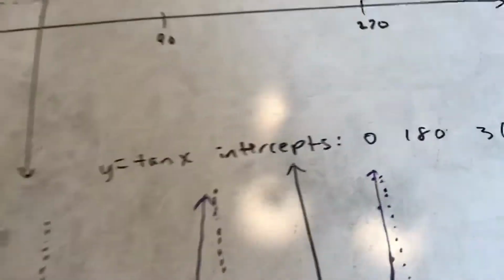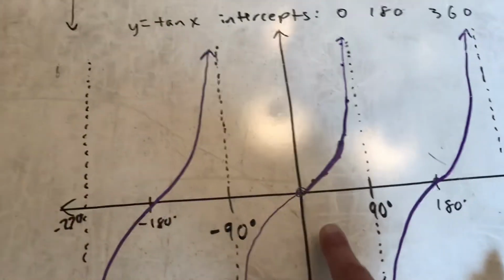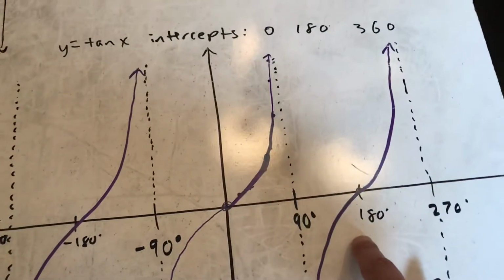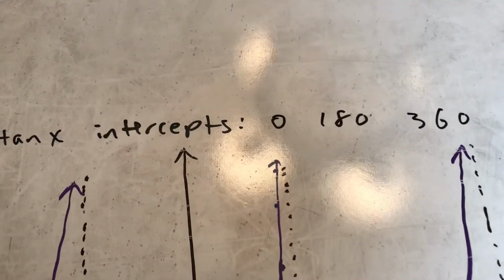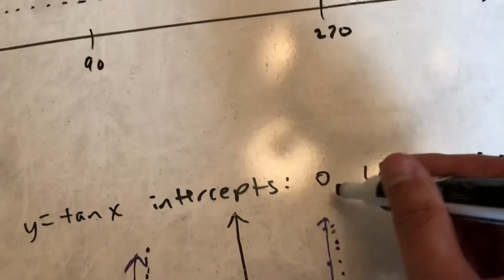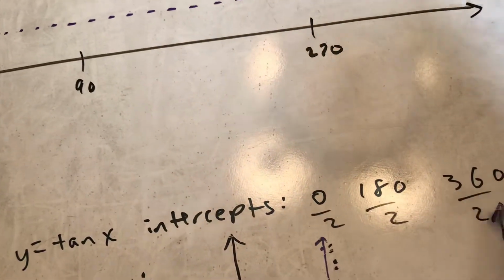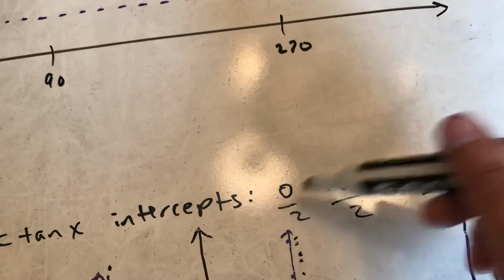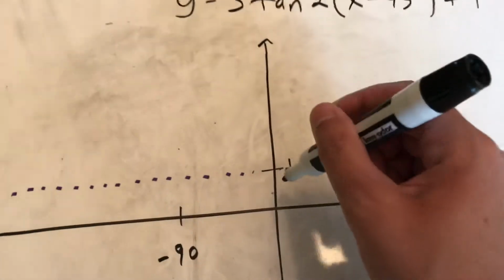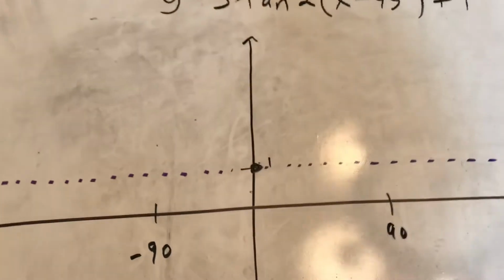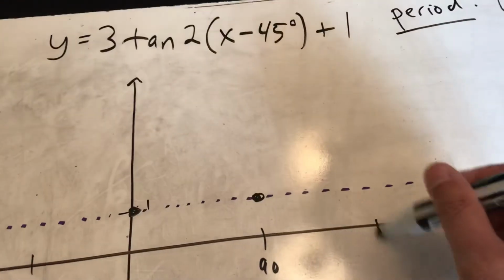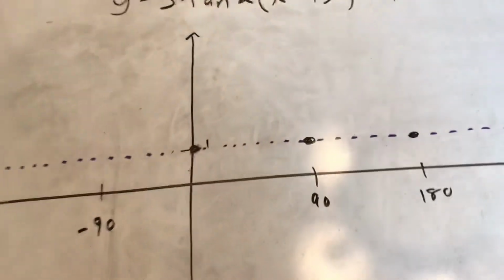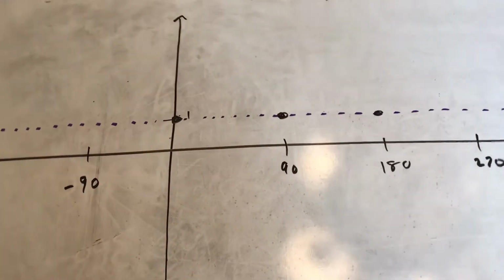I usually look at the intercepts. So the normal tangent function hits the axis at 0, 180 degrees, 360, and so on. And you can see I've got that here. We're going to make this happen twice as quickly, so each of these would be divided by 2. It's going to cross the axis at 0, 90, and 180. So I'm going to put a point here at 0 along y equals 1, a point at 90, and a point at 180. So that's where this function is going to come through.